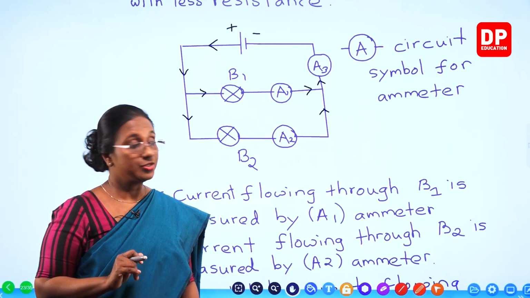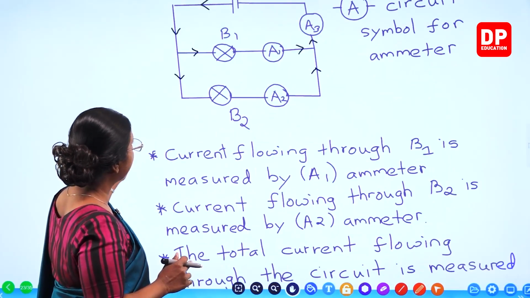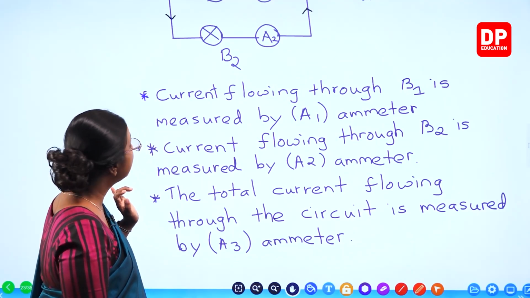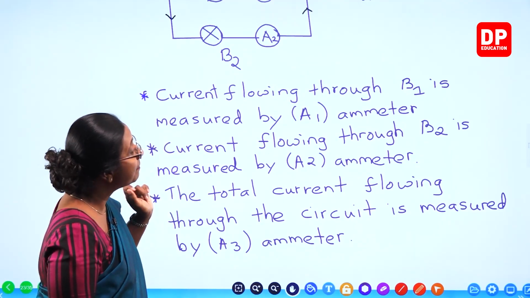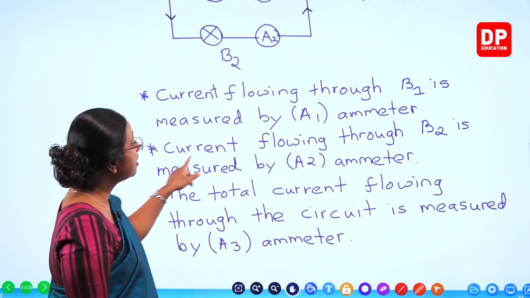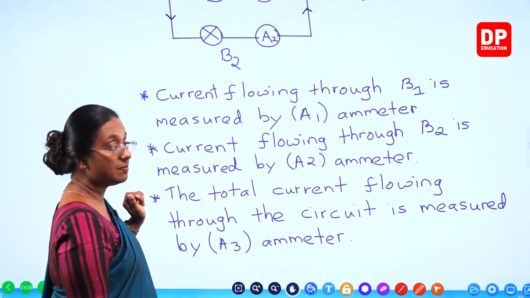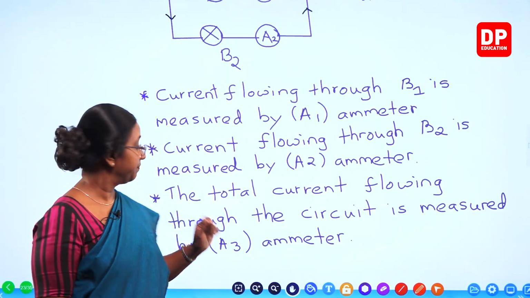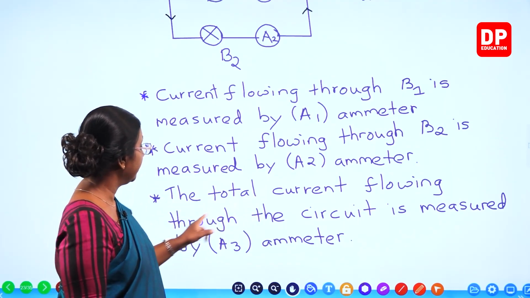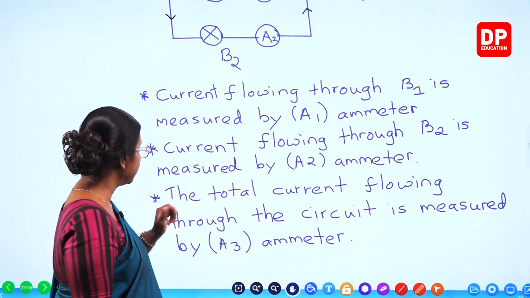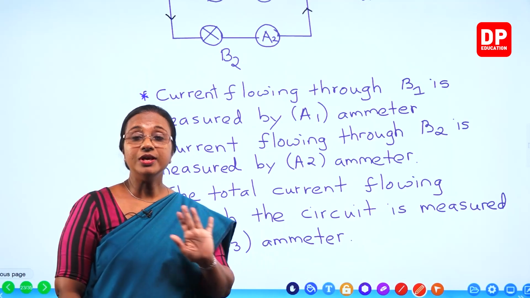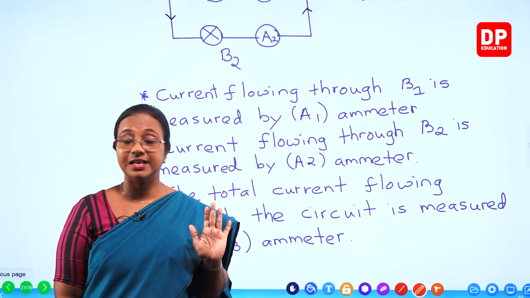Is that clear to you all, students? So that is what I have written here as well. Current flowing through B1 is measured by ammeter 1, A1. Current flowing through B2, that is bulb 2, is measured by A2 ammeter. And the total current flowing through the circuit is measured by A3 ammeter. So this is how the ammeter has to be connected.